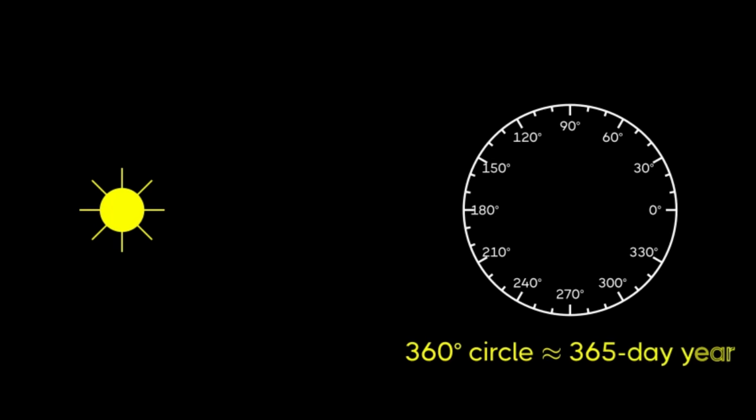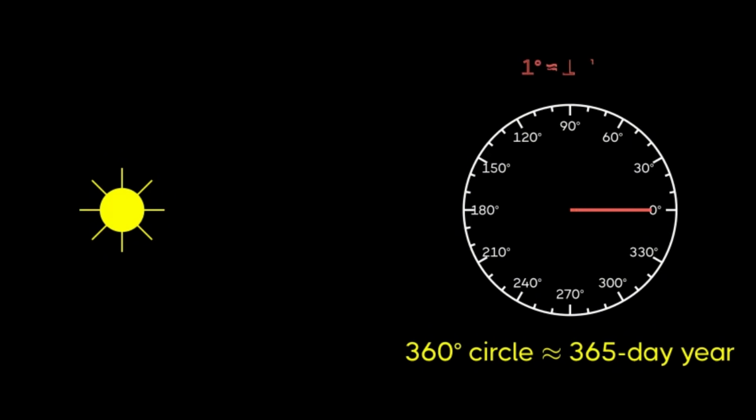Here we see a circle divided into 360 degrees, with markings every 30 degrees. This 360-degree circle represents the complete path that the Sun appears to make through the sky during a year. The fact that a 360-degree circle is so close to the 365-day year is more than just a coincidence. The Babylonians, who used a base 60 number system, found that 360 was a convenient number because it can be divided evenly by many different numbers like 2, 3, 4, 5, 6, 8, 9, 10, 12, and more. This made calculations much easier for them.